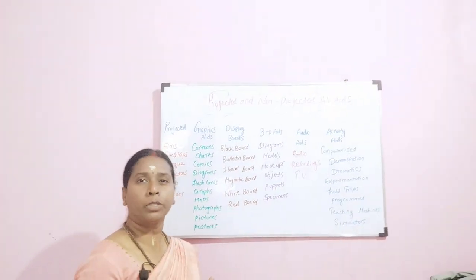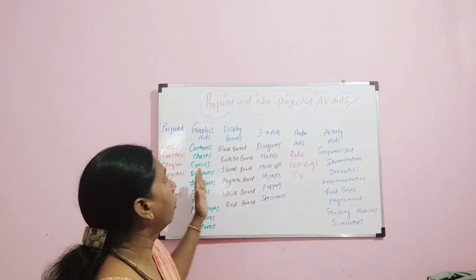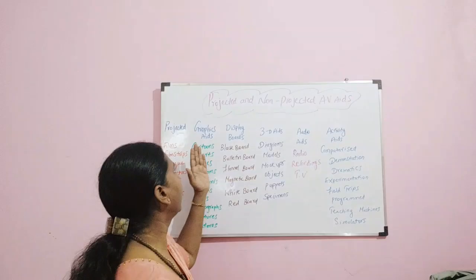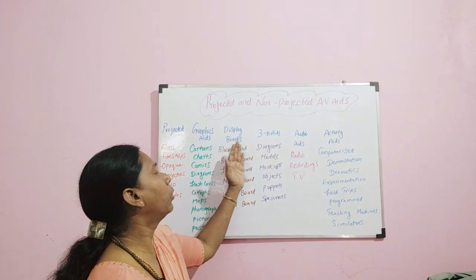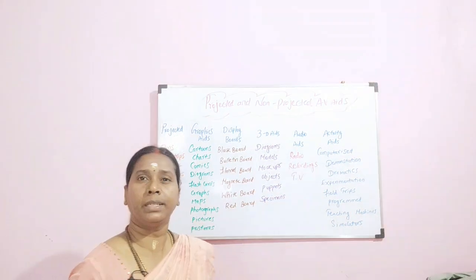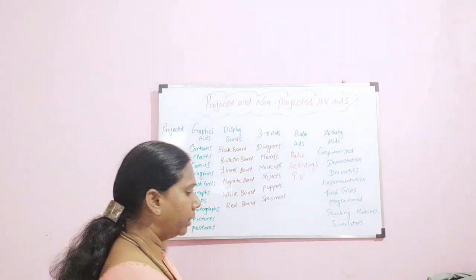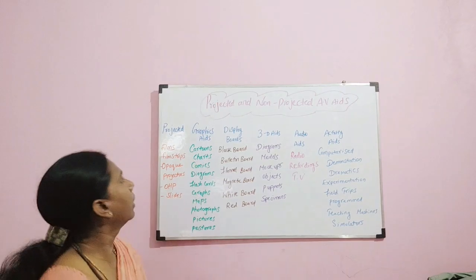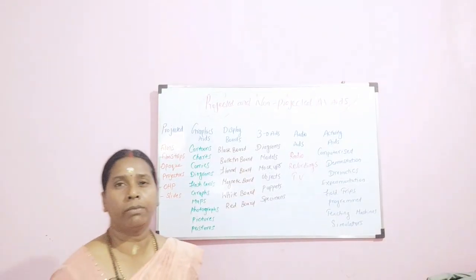Next we have the non-projected AV aids. In non-projected AV aids we have five categories: graphic aids, display boards, 3D aids, audio aids and activity aids. In the first one, your graphic aids, we have cartoons.